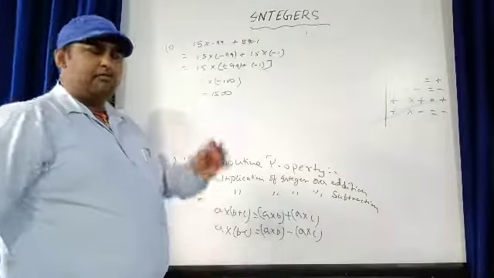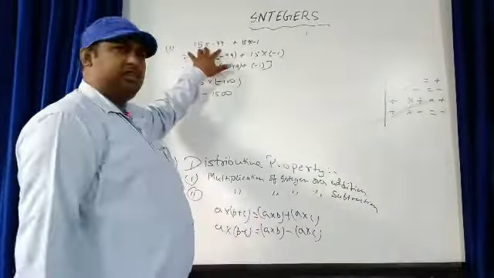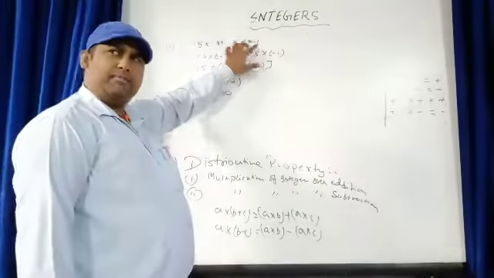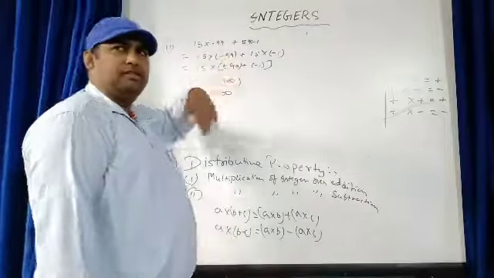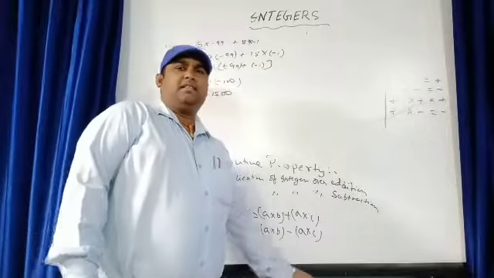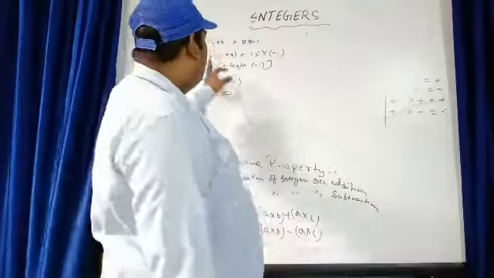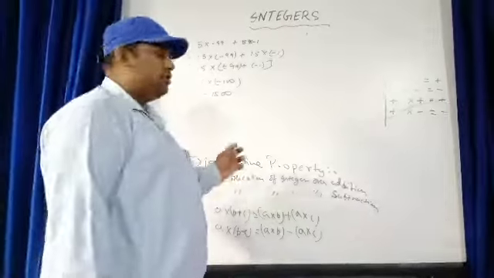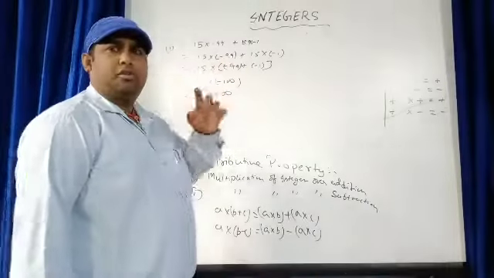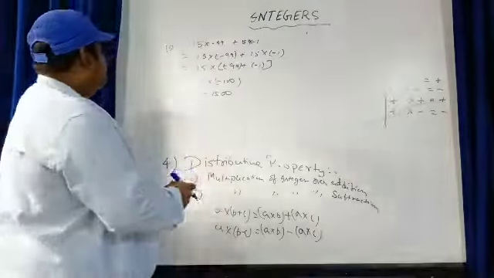What do students generally do? They multiply these two, then they multiply these two, and finally they add together. That takes lots of time to multiply and even there is a chance of getting it wrong. So you use the distributive property and solve your question. That is our main motto.